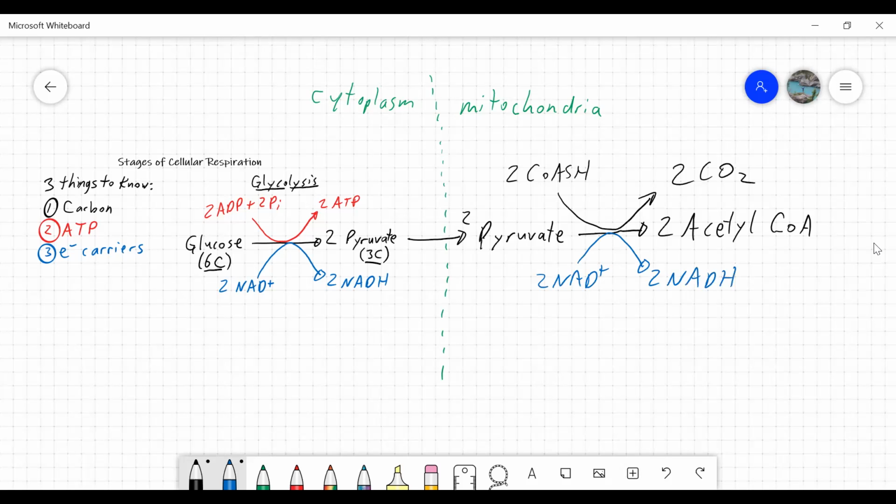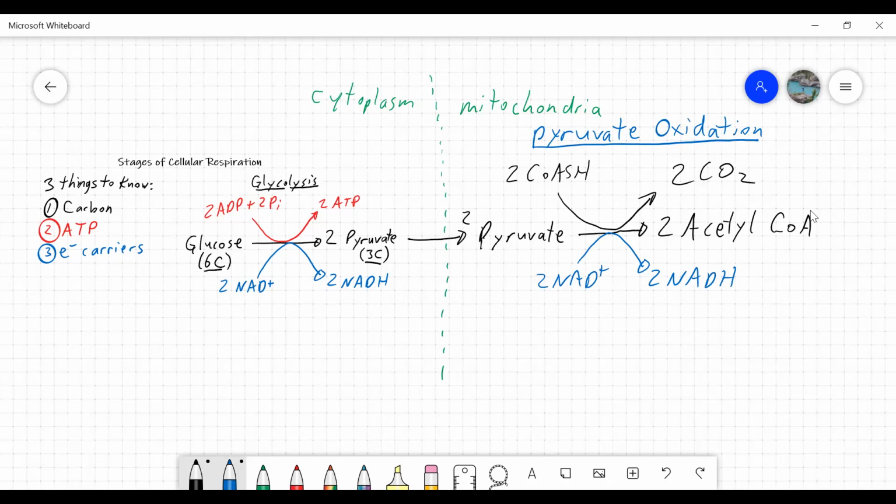That stage there is called pyruvate oxidation. So I will write that down. This is pyruvate oxidation. Right there.